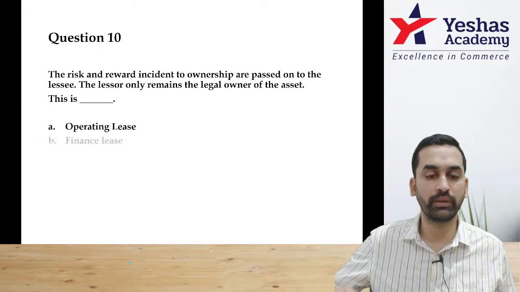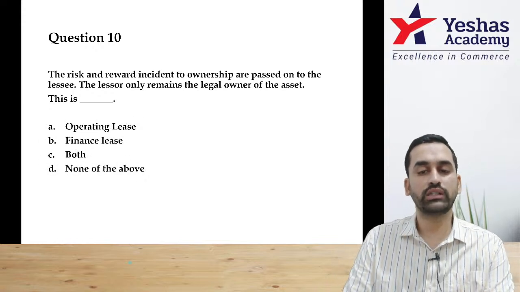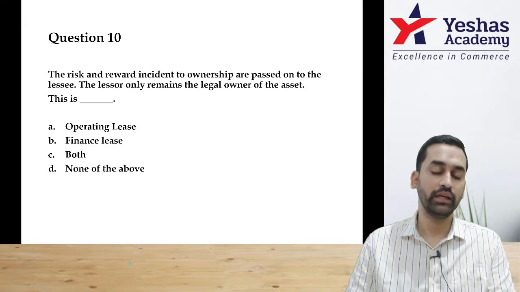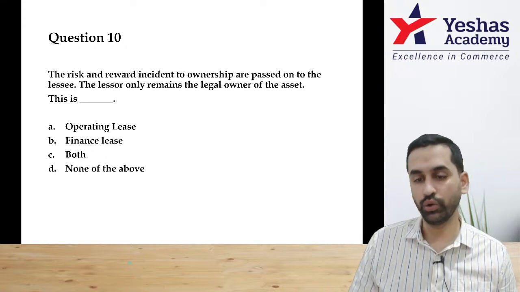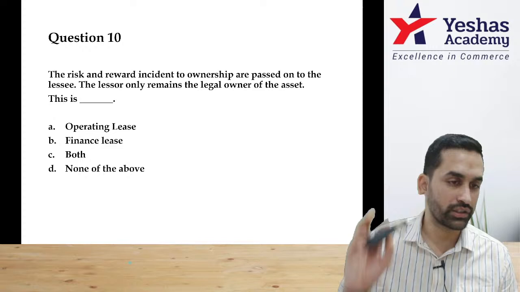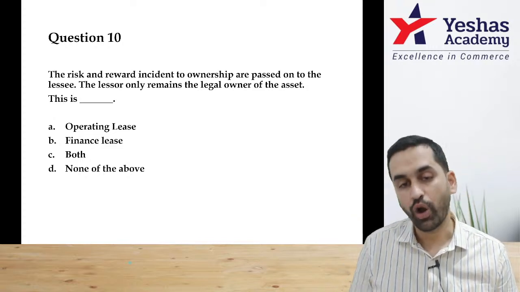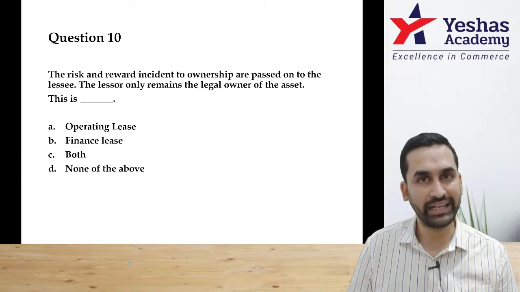Let's move on. Question number 10. The risk and reward incident to ownership are passed on to the lessee. The lessor will remain only as legal owner. This is dash lease. Guys, extremely important theory. Operating lease and finance lease. Please do not take this lightly.